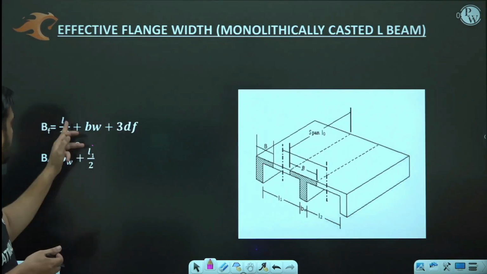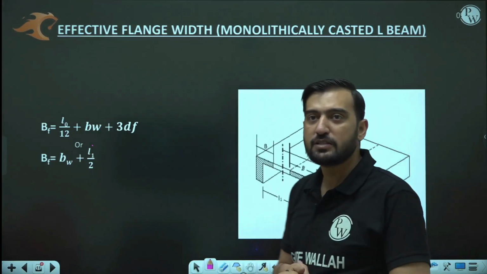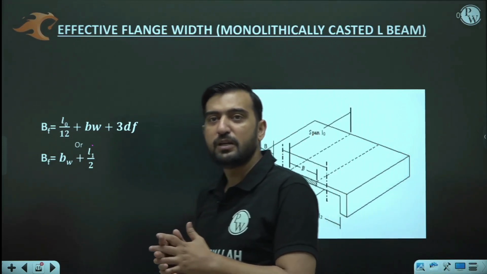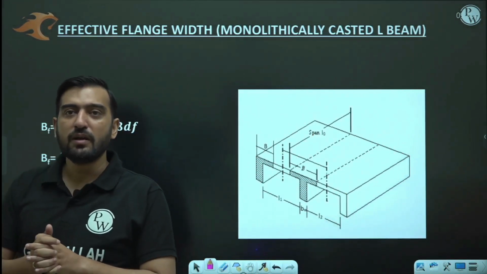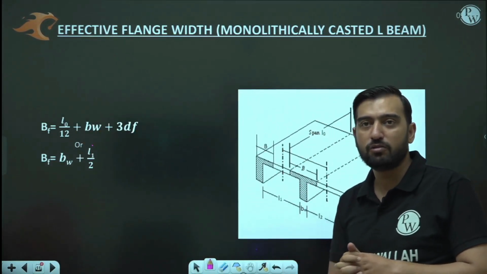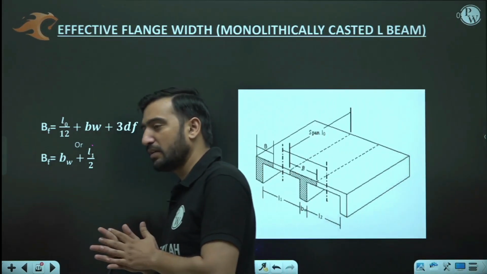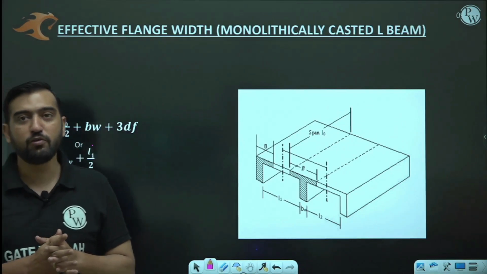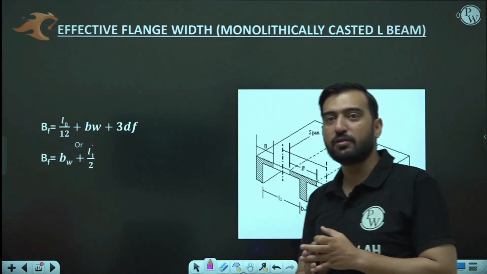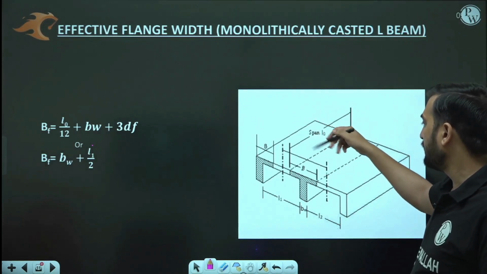So if you are applying this logic, you can see that whenever there is the calculation of effective width of flange in monolithically casted L beam, in that case BF is equal to L0 by 12 plus BW plus 3 times DF, or BF is equal to how much? It is BW plus L1 by 2. So these are the ways to calculate effective width of the flanges, and all these ways are given in the code provisions. If you watch IS 456 2000, you will get these provisions. Okay. I tried to make it simplified with the help of diagram and all.